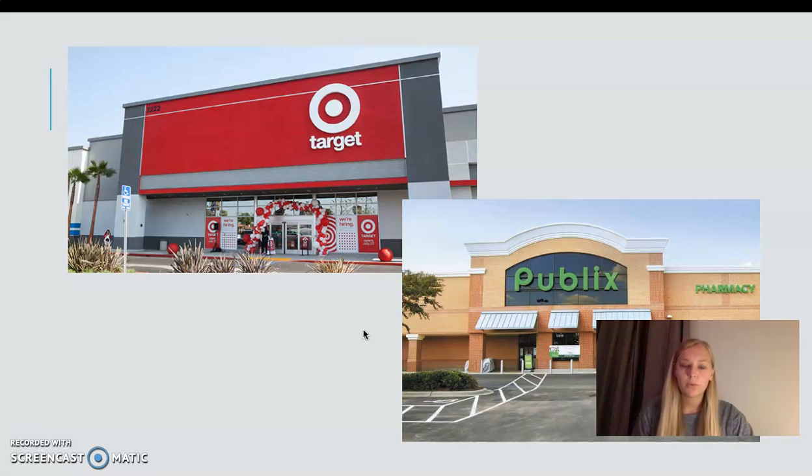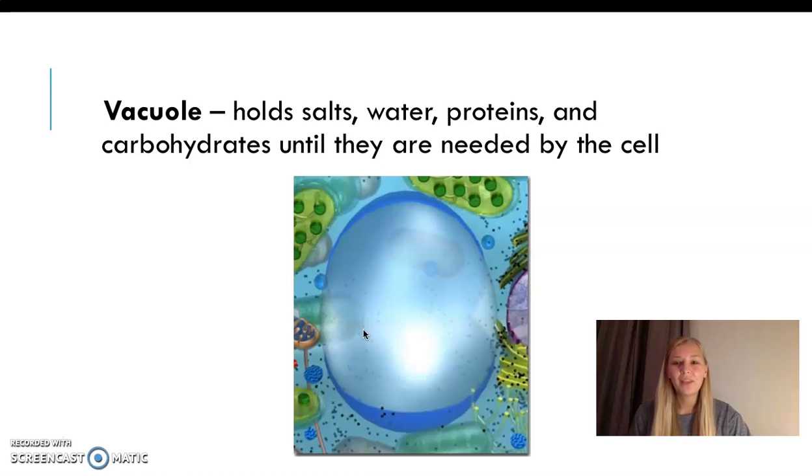Sometimes we don't specifically order something from the factory. Sometimes we don't need it right away, so it goes to a store. And when we need it, we can go to that store and get it. Well, the cell has something similar. They have vacuoles, which can hold water, salt, proteins, and carbohydrates until they're needed by the cell. So just like us, sometimes we don't need something right away, but we'll need it eventually. And so if the cell has already made something, they'll put it in a vacuole and then the cell can refer to that vacuole later when they actually need those materials.